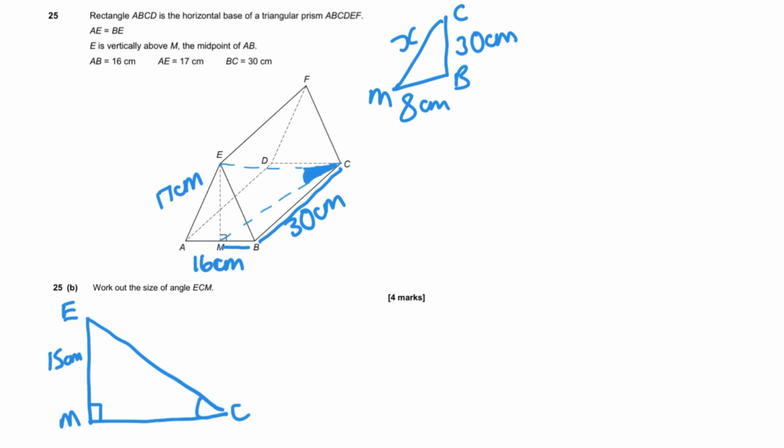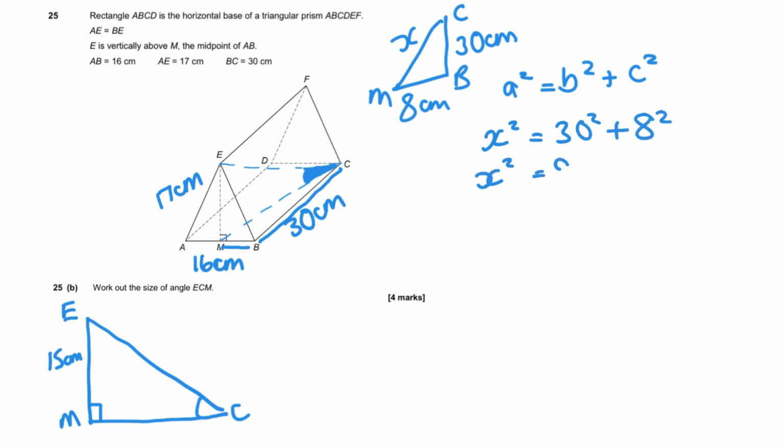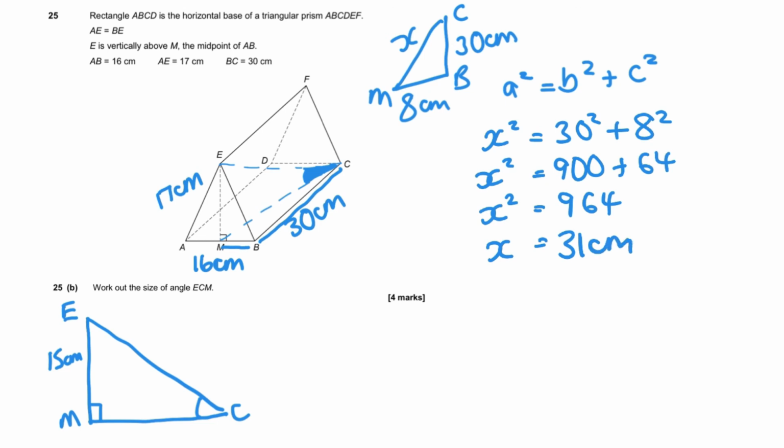So we can see here that we can use Pythagoras. So a squared is equal to b squared plus c squared. So our x squared is equal to 30 squared plus 8 squared. So x squared is equal to 900 plus 64. So x squared is 964. So we'll square root both sides to give us 31 centimetres for x. So now we can pop that on our original diagram. So MC is equal to 31 centimetres.